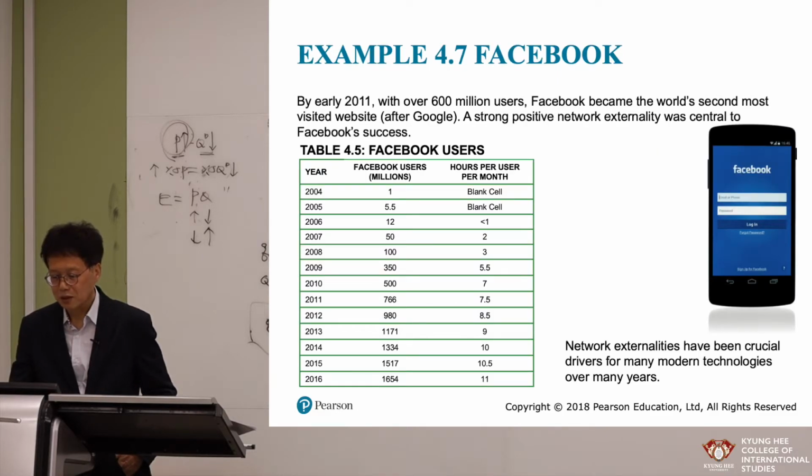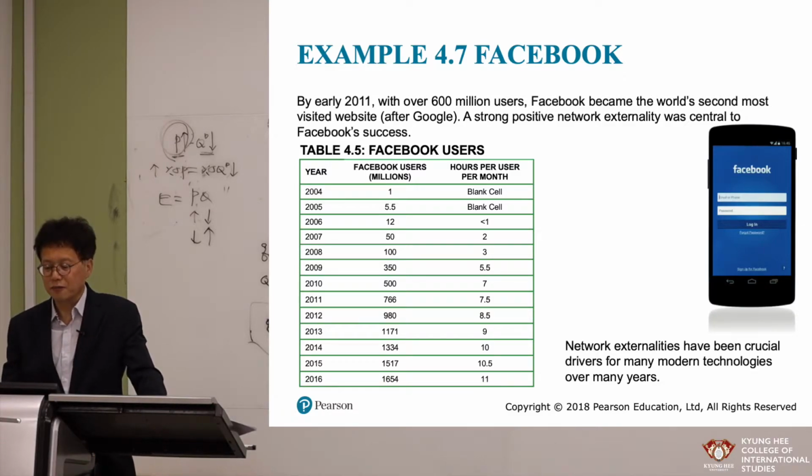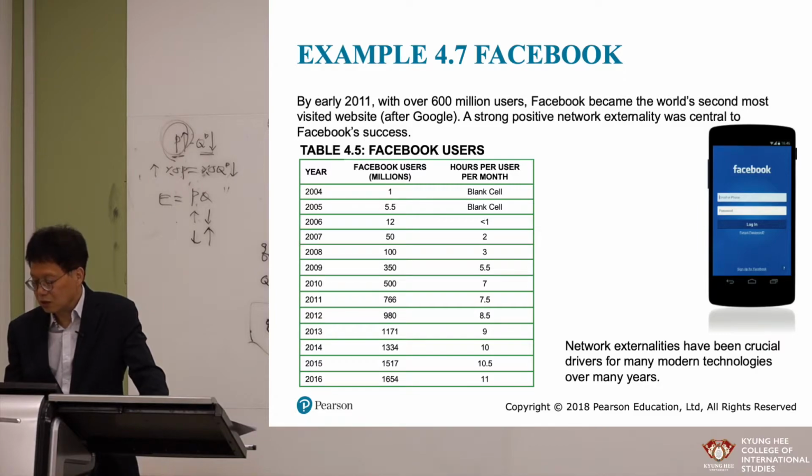By early 2011, Facebook is a typical example of the bandwagon effect. With over 600 million users, Facebook became the world's second most visited website after Google. A strong positive network externality was central to Facebook's success. Now think about this, right? Network externalities have been crucial drivers for many modern technologies over many years.